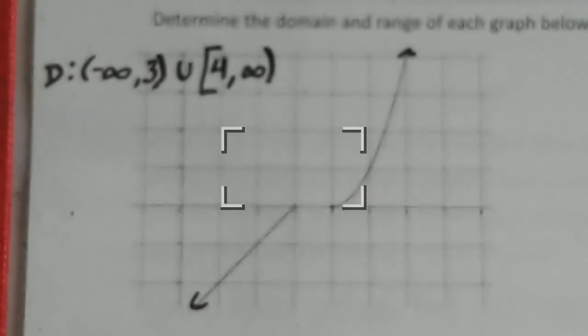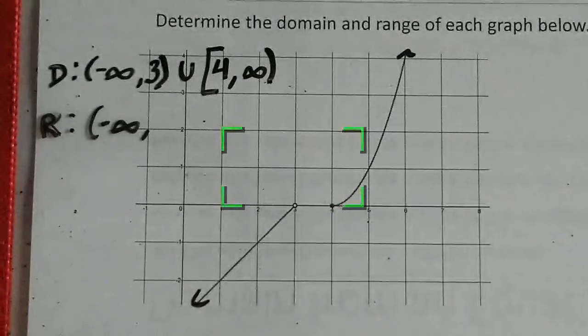So if we know that we are in the domain of this function, that means we are somewhere between negative infinity and 3, or between 4 and positive infinity, because those are the x values that this graph actually touches. For the range, we're going to think the same way, but instead of thinking in terms of x, we're going to think in terms of y.